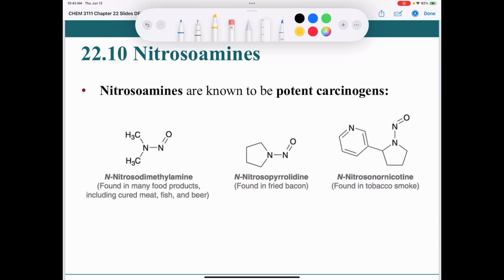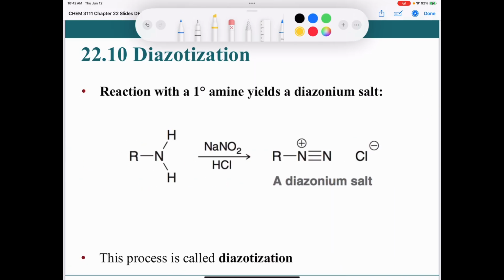The reason why I said this section wasn't as interesting as when you react a primary amine with a nitrosonium ion is because, first of all, we don't do anything with nitrosamines in terms of synthesis in this class, but also they're known to be potent carcinogens, and you see some examples here. You see this N-nitrosopyrrolidine that's found in fried bacon, and this one here, which is a nicotine derivative that's found in tobacco smoke.